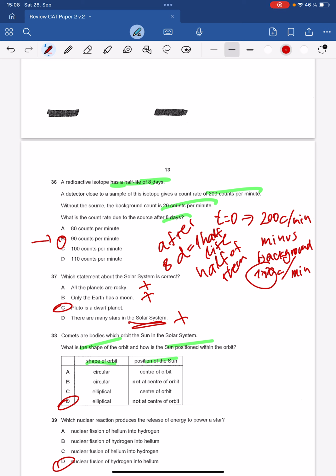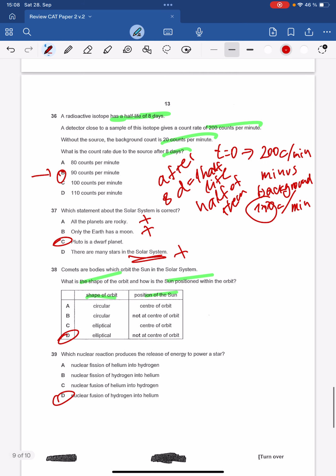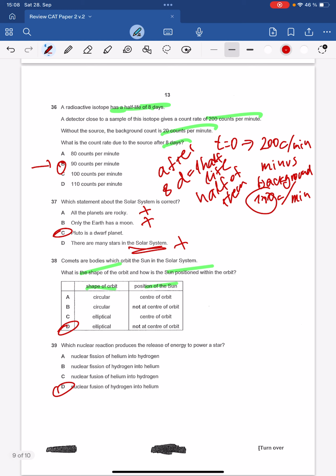Pluto is a dwarf planet. It used to be called a planet until 2006, and then we classified it as a dwarf planet, okay? Comets are bodies which orbit the sun in the solar system.